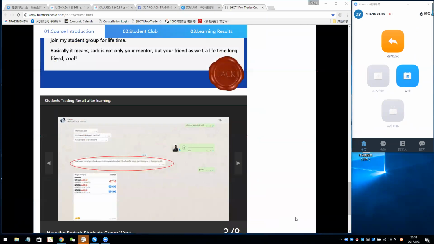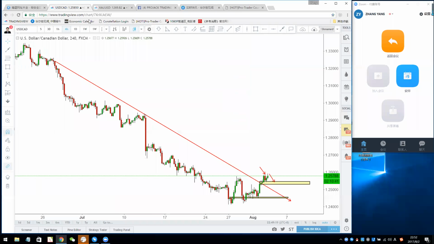Demand zone, yeah, correct. This supply and demand plus structure plus harmonic patterns. That's all. Yeah, that's how the system works.